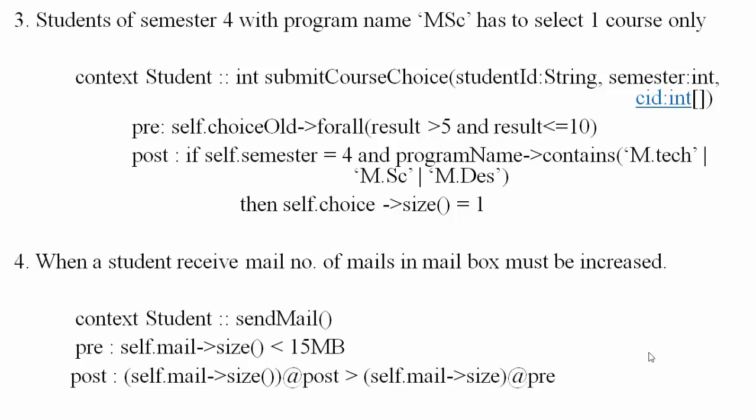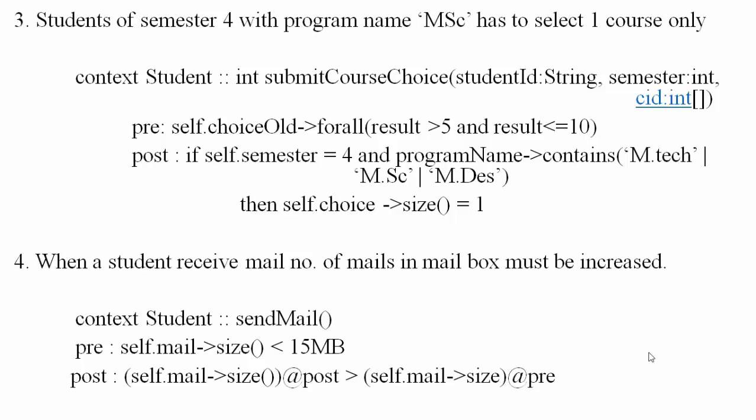And our post condition would be if semester is 4 and program name contains MTech, MSc or M dash, then the choice of that course should be equal to 1. Fourth, when a student receives mail, the number of mails in the mailbox must be increased. So again the context will be student, and the send mail method will be chosen.